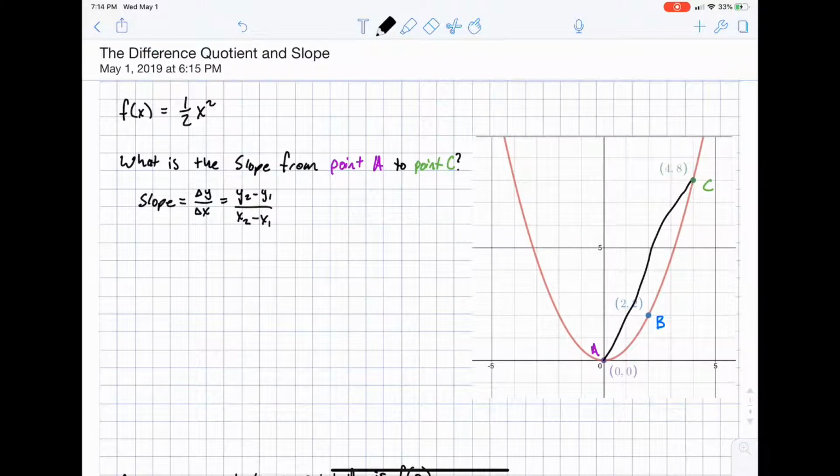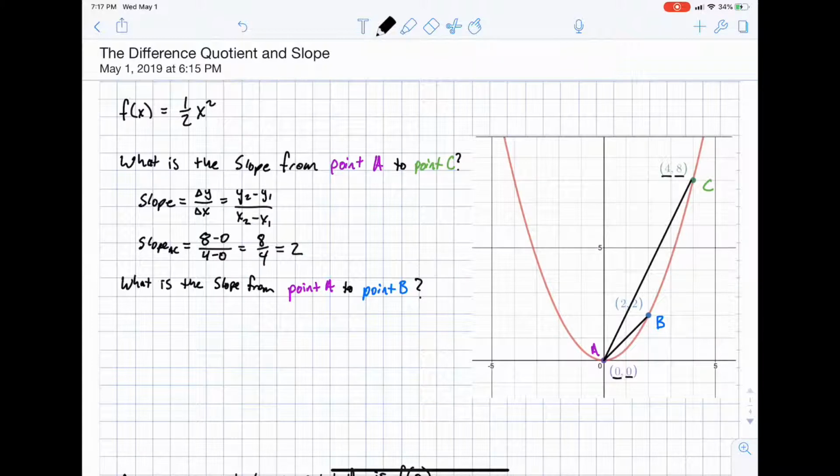All right, well, what if I wanted to find the slope from point A to point C? So we're talking about the slope or the average rate of change from point A to point C. So what I'm going to do is find out how much the y value changes. Notice that from C to A, the y value changes from 8 to 0. So for our slope from A to C, we're going to get 8 minus 0 for the change in the y values. And notice that the x value goes from 4 to 0. So our change in the x value is 4 minus 0, which ends up being 8 over 4, which reduces to 2.